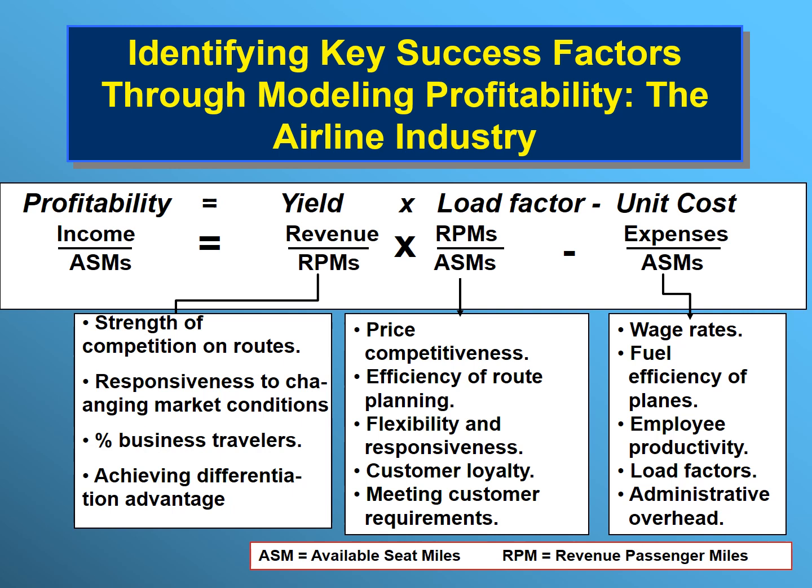Now the load factor, or the RPMs upon ASMs, depends on price competitiveness, efficiency of route planning, flexibility and responsiveness, customer loyalty, and meeting customer requirements. Minus the unit cost, which can be derived as expenses upon available seat miles, or ASMs, depends on the wage rates, fuel efficiency of planes, employee productivity, load factors, and administrative overheads.